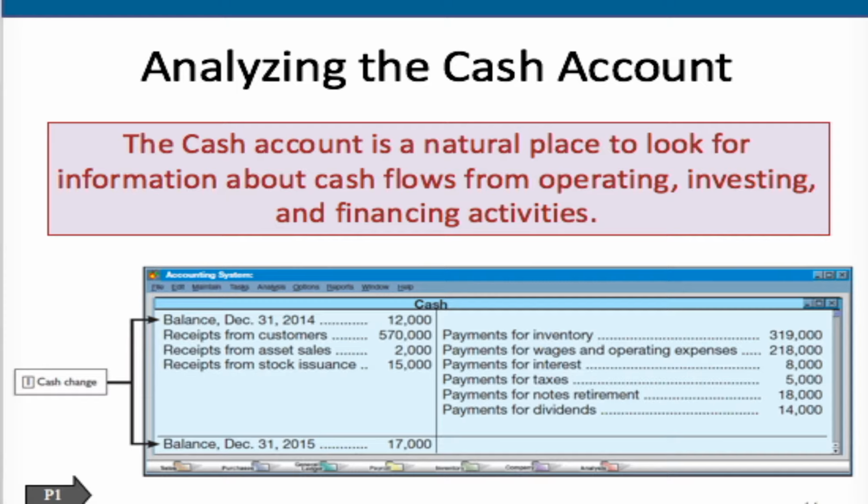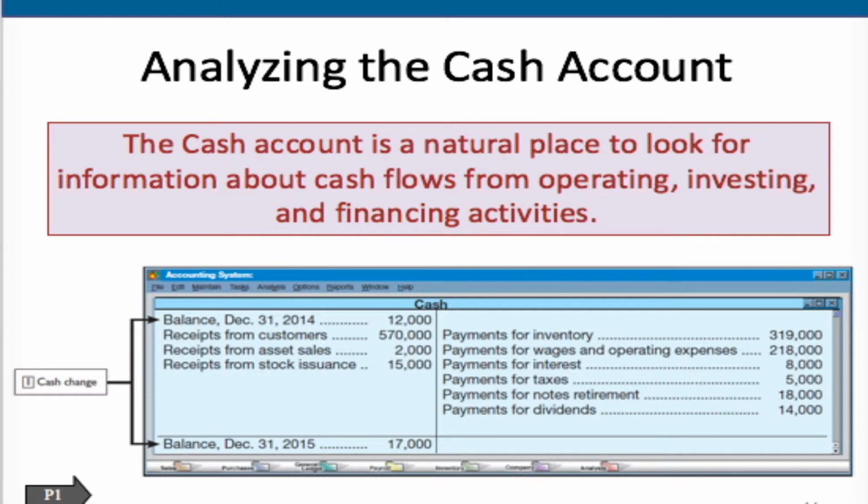Now, a company's cash receipts and cash payments are recorded in the cash account in the general ledger. The cash account is therefore a natural place to look for information about cash flows from each of these 3 categories. To illustrate, look at the summarized cash T account of Genesis Inc. that's shown in this slide. The cash account increased $5,000 from $12,000 to $17,000.